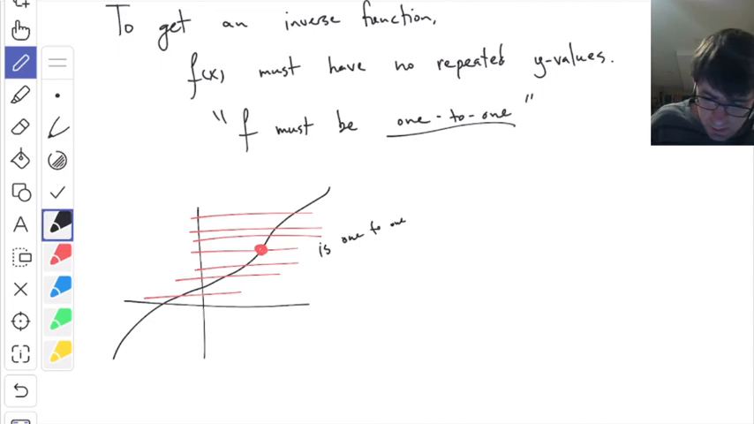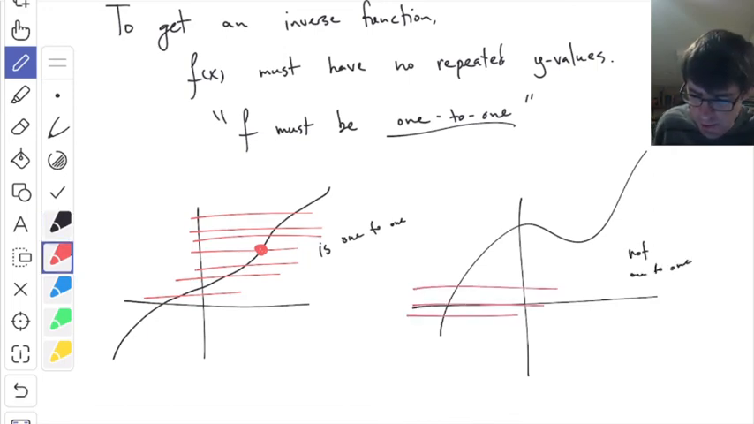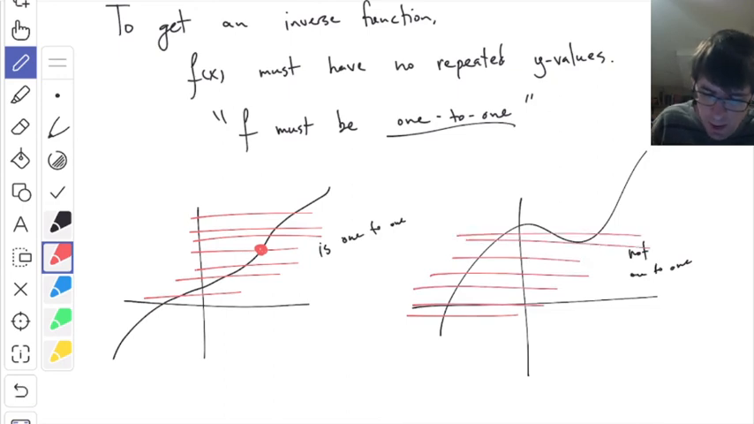Versus something which is not 1-to-1 is something like that. This is not 1-to-1, because there are some places, actually over here is no big deal, but there are some places where y values are repeated. Here, there are 3 repetitions of that same y value, and this is not allowed for a one-to-one. So the one on the left is one-to-one, the one on the right is not one-to-one.